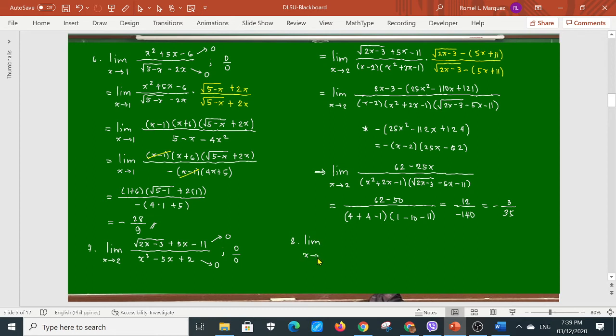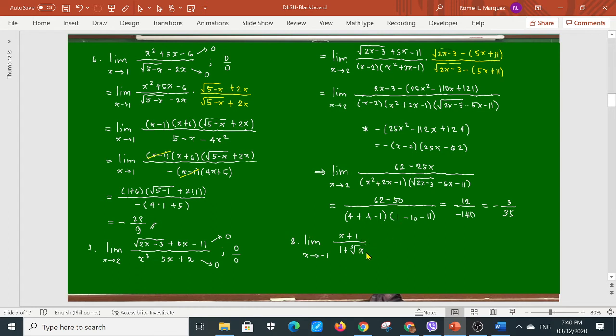As x approaches negative 1. And then, we have x plus 1 in the numerator. In the denominator, 1 plus cube root of x. Again, the limit as x approaches negative 1 of x plus 1 all over 1 plus cube root of x.